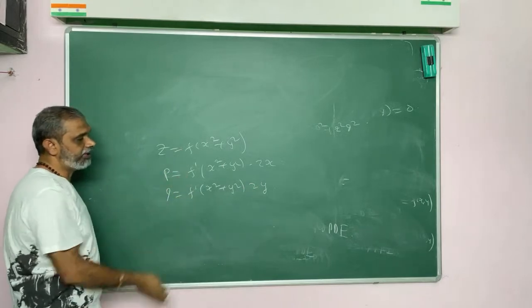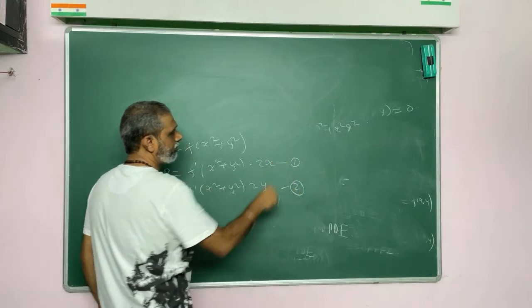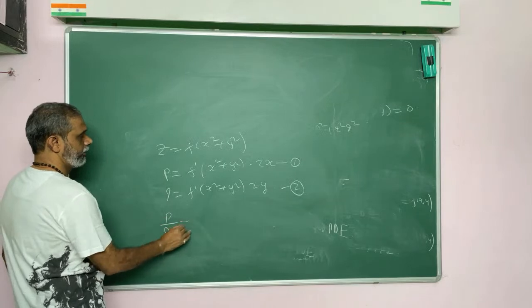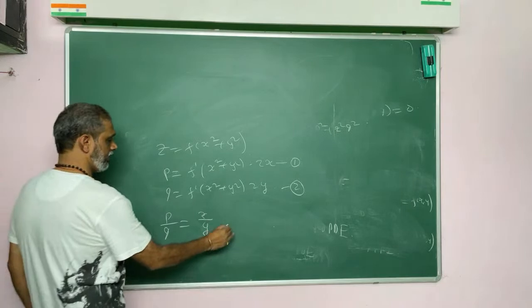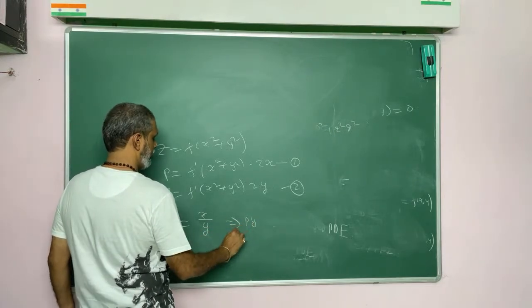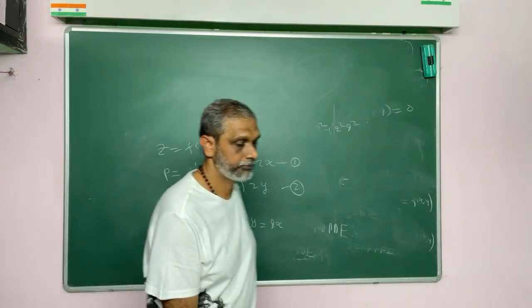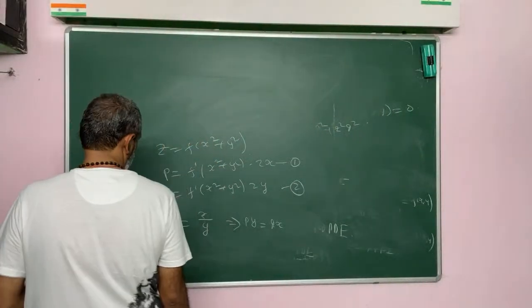Then I want to remove the f. In this equation, divide 1 by 2. So what will you get actually? P by 2, the 2 will cancel, x by y. So from this how can I write? Py is equal to Qx. This is the way of doing. Py is equal to Qx. This is removing the functions.